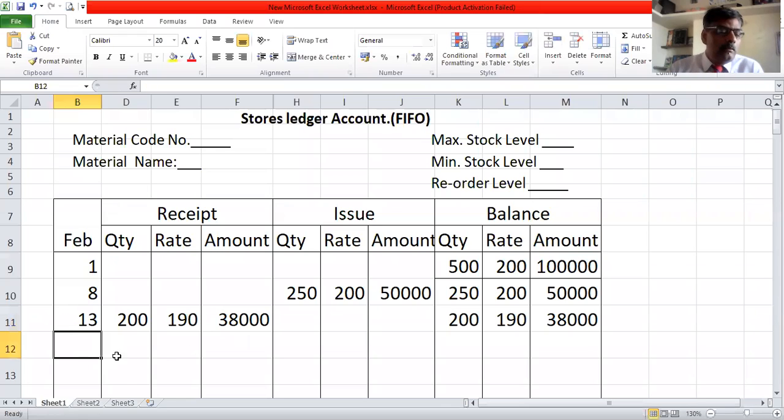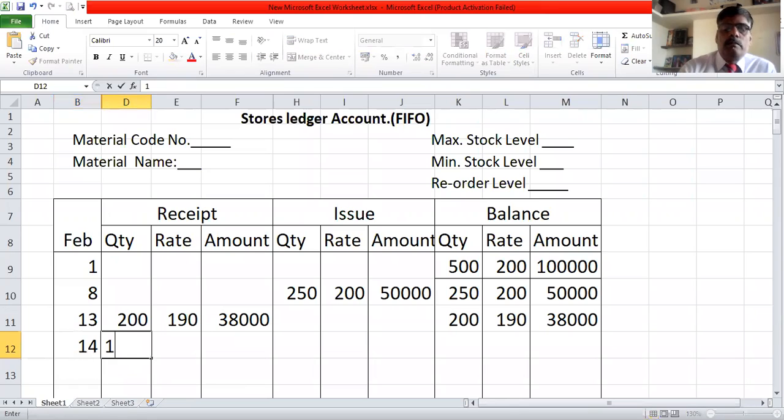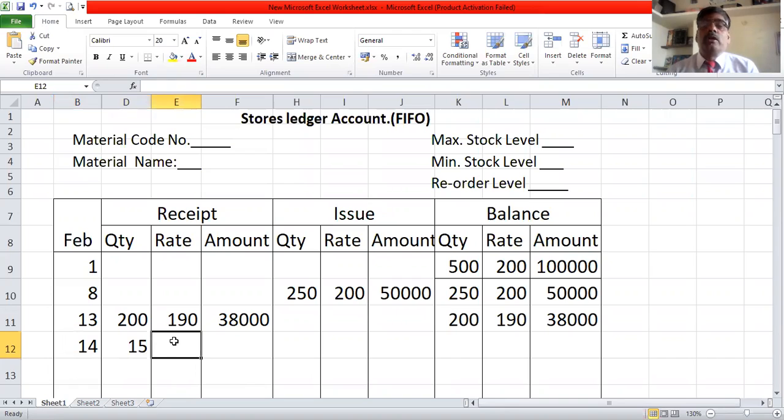Next, return from department, 15 tons. Return from the department is the receipt. Therefore, you write in the receipt column. Date is 14. In the receipt column, return from department is 15 units. And according to the specification given, you have to take the rate.